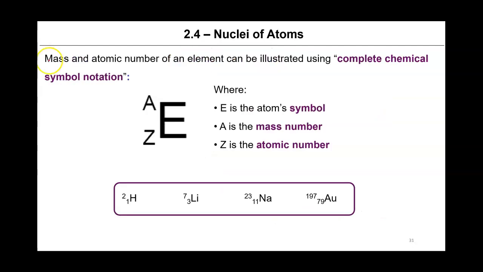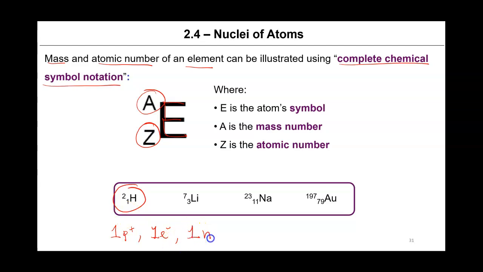So often we will provide the mass and atomic number of an element using the complete chemical symbol notation. And what we do is we write the mass number before and above the atom's element symbol, and then we write the atomic number before and below the element symbol, and then we write the element's symbol. So for example, this would indicate a hydrogen atom that has 1 proton, 1 electron, and then big number minus small number, 1 neutron.